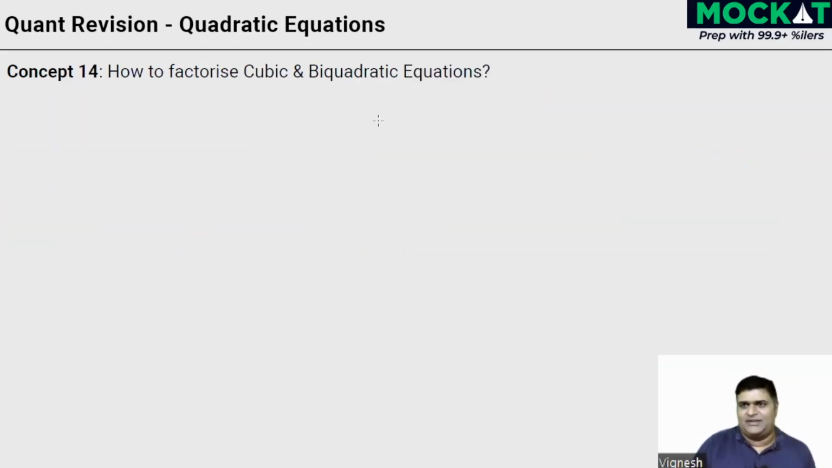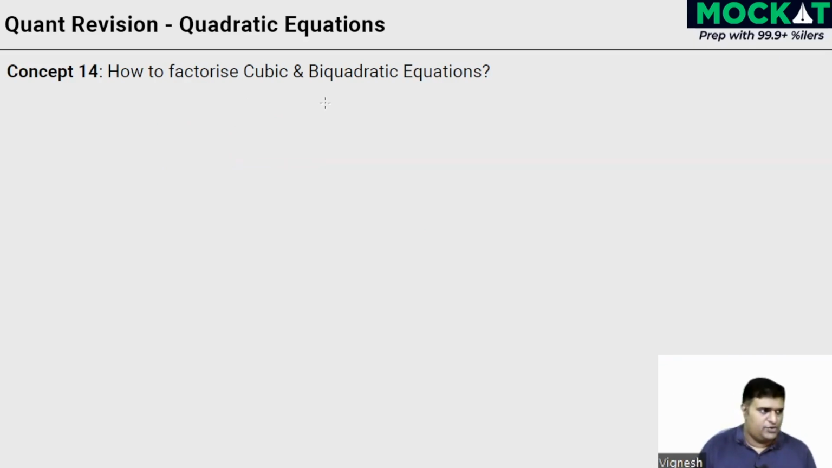Now, how do you factorize cubic and biquadratic equations? The same way, right? For cubic and biquadratic, you have to try out some values. You plug in x equals 1, x equals 2, minus 1, and see if at any of these points the output becomes 0. If it does, then apply synthetic division to bring it to a quadratic form and factorize, right? That's the only way. Other than that, no big shortcut or anything like that.